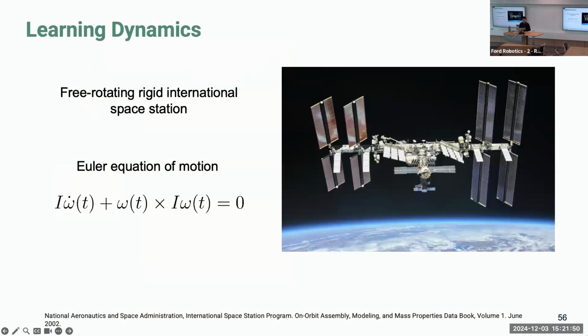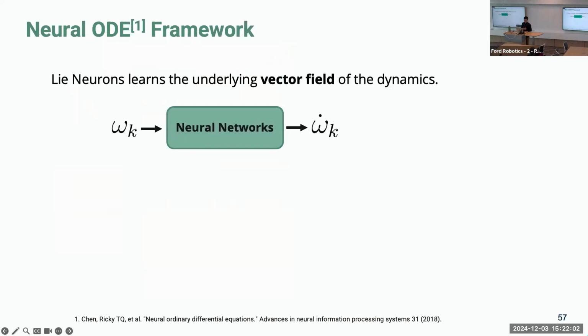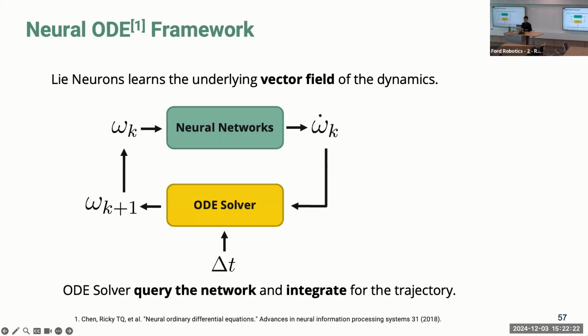So now let's take a look at one of the experiments that we have. We want to learn a freely rotating rigid International Space Station, where we use the Euler equation of motion to generate some simulated data. We use the neural ODE framework to learn the dynamics of the system. The neural network learns the underlying vector field of the dynamics. So each time we query the position to the neural network, it outputs the velocity at that position. Outside of this neural network, there is an ODE solver that queries the neural network each time, gets the velocity, integrates for one step, then queries for another position, and keeps going on.